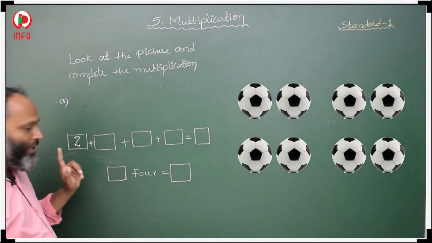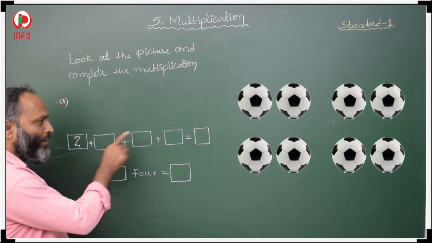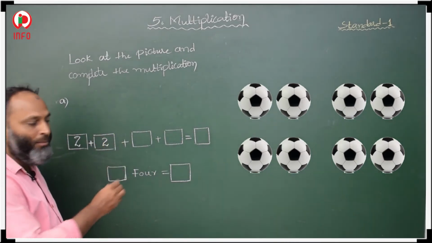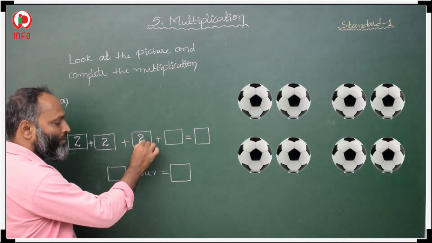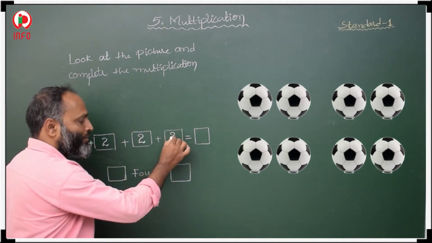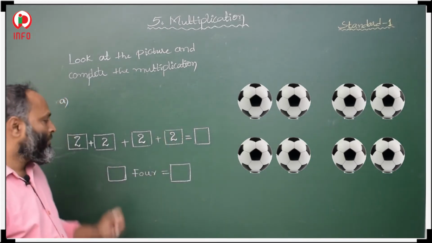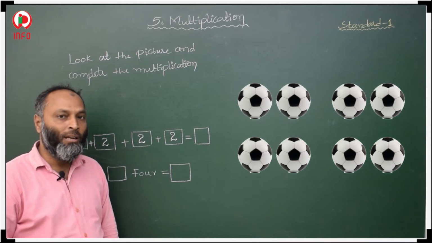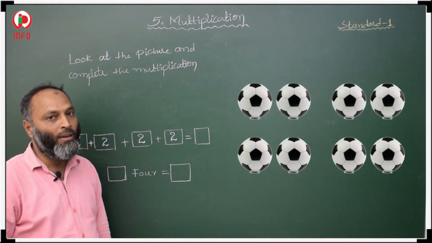So we have to write 2 here. Then how many balls are there in the second group? 2 balls were there. In the third group, how many balls were there? 2 balls. In the fourth group, how many balls were there? 2 balls. 2, 2, 2. In total 4 groups we have an equal number of balls.